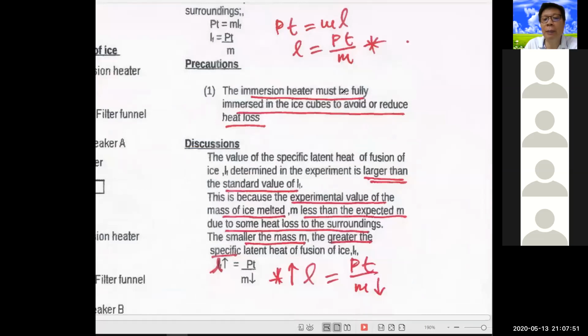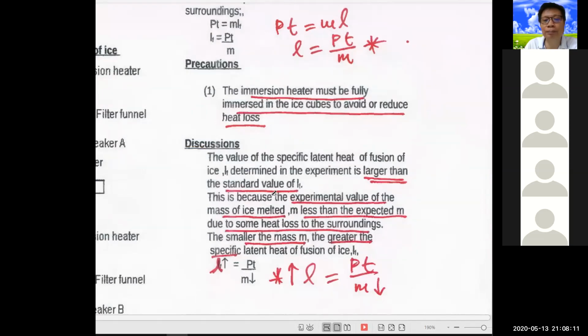The immersion heater must be fully immersed in the ice. This I told you just now, right? To avoid or to reduce the heat loss. And one more is the whole set of experiment needs to be covered by cloth. That also needs to be done because heat can run away, so you have to cover it also.